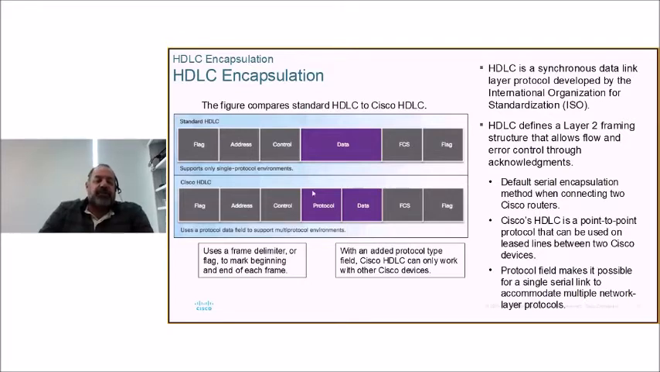Now, as you can see, Cisco added something to it because with HDLC, it couldn't actually identify which layer 3 protocol was using it, and so they added an extra field in there for which layer 3 protocol is using it.